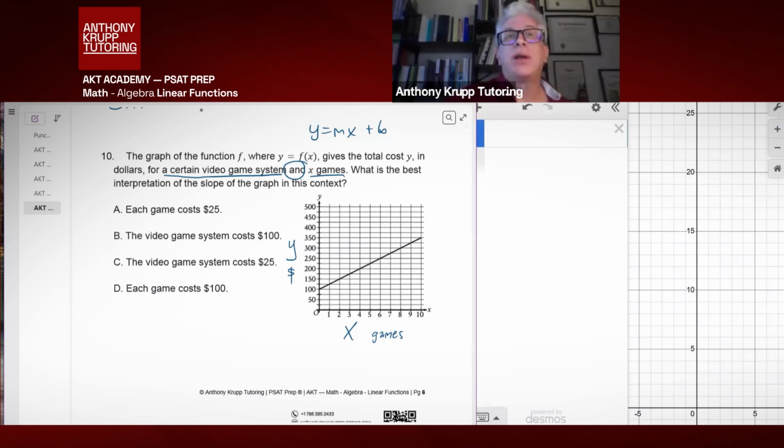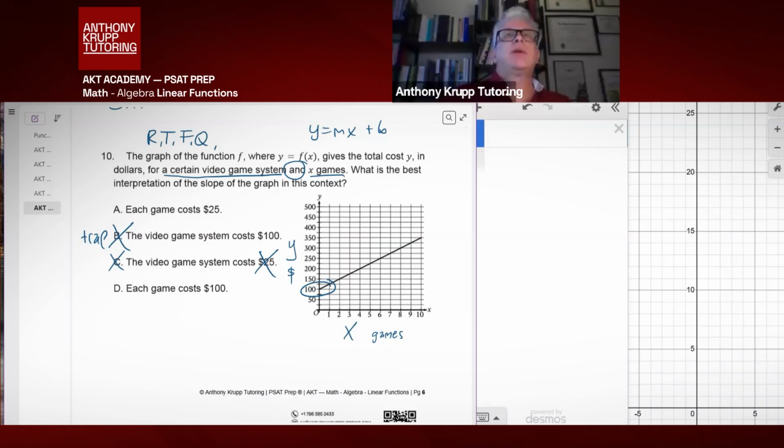There's that 100 at the y-intercept. Well, that's clearly what the game system itself costs, which makes B a really nice trap answer because it's true. The video game system costs $100. But if you make sure that you read the final question, RTFQ, read the final question, they want the slope. This is the b value, right? Answer choice C is an incorrect version of the b value. So it's wrong for that reason. Both of these are basically the b value. How much does each game cost?